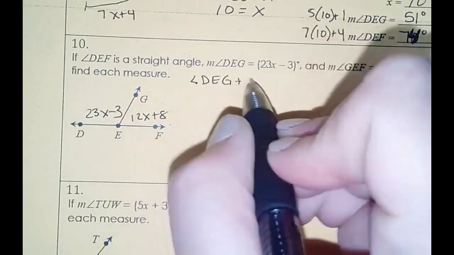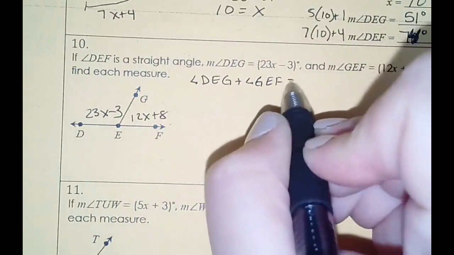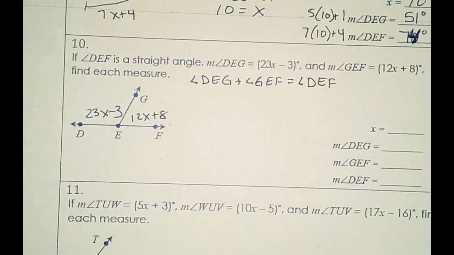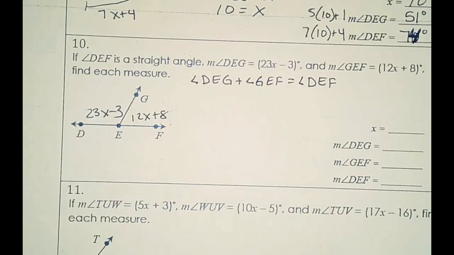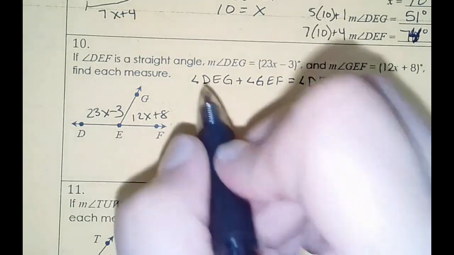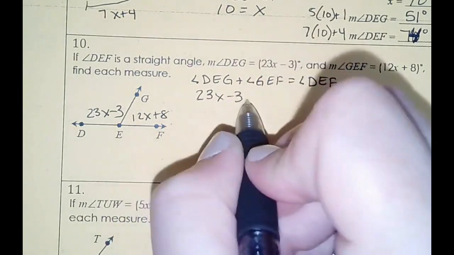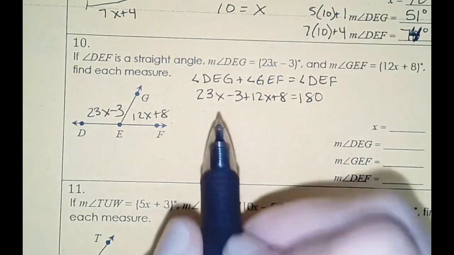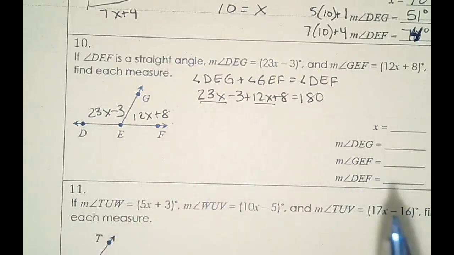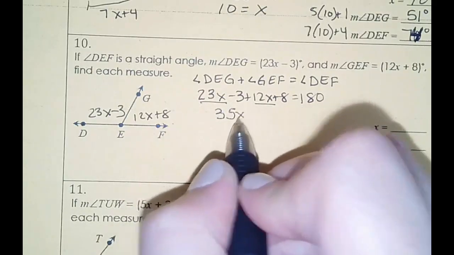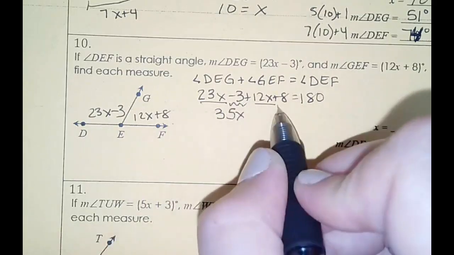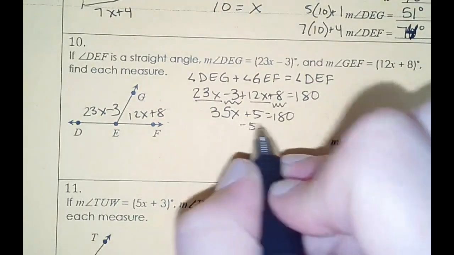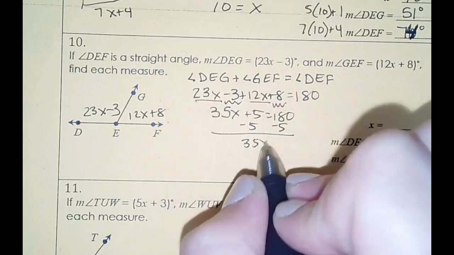I really do encourage you to pause as we're going over these and try to figure it out yourself and then check your work with the video. So plug it in. 23x minus 3 plus 12x plus 8 equals 180 degrees. Combine your like terms. 23x plus 12x is 35x. Negative 3 plus 8 is positive 5 equals 180. Subtract 5 on both sides. 35x equals 175. Divide both sides by 35. x equals 5.